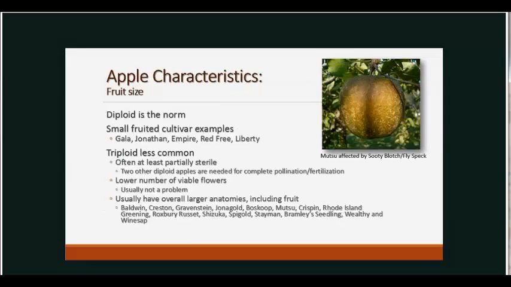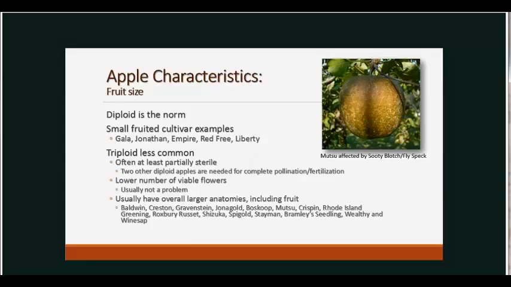Some of the other apple characteristics are, I would say for the most part, most apples are diploid. That means that they have 2 sets of chromosomes. But there is another set that are triploid. When we're looking at triploid, those are usually considered very large fruited. But coming along with that is that most of them are either sterile or only partially fruitful, meaning that you don't have good pollination and fertilization with these types without having 2 additional fruit cultivars to match with them.